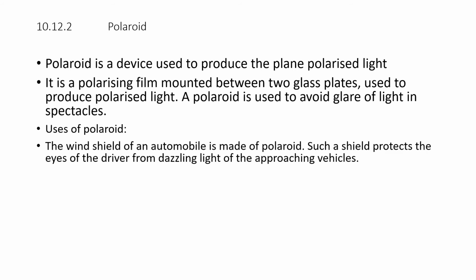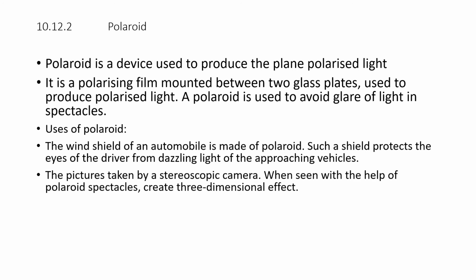Uses of Polaroid. The windshield of an automobile is made up of Polaroid. Such a shield protects the eyes of the driver from the dazzling light of approaching vehicles. That means, when the opposite side vehicles put on a dazzling light, it protects the eyes of the driver. The pictures taken by a stereoscopic camera, when seen with the help of Polaroid spectacles, create a three-dimensional effect. The three-dimensional effect of certain movies is formed due to Polaroid.